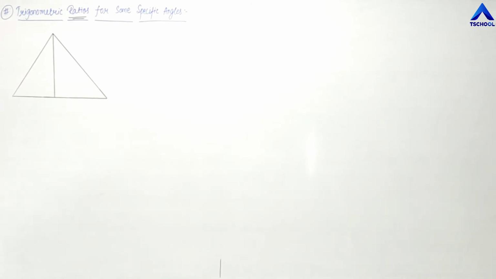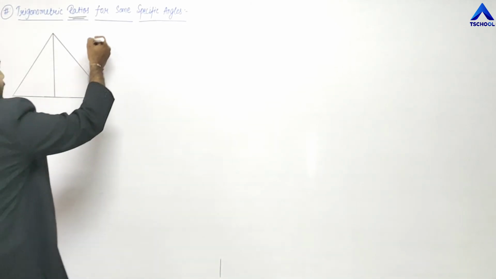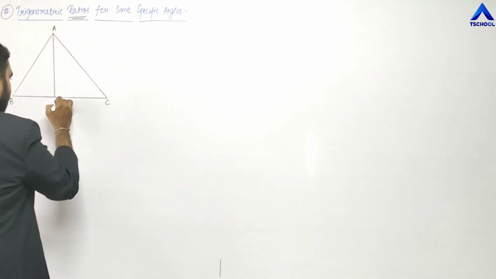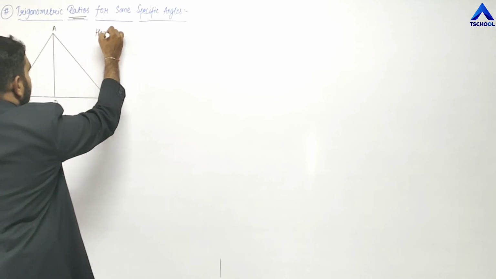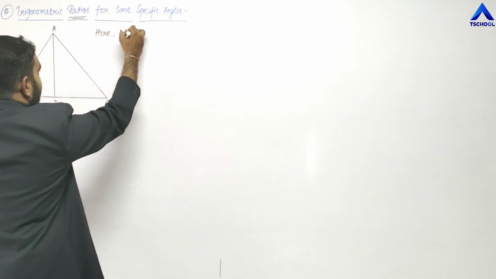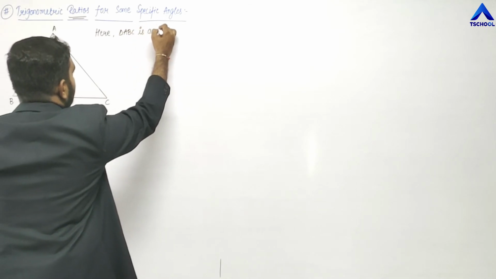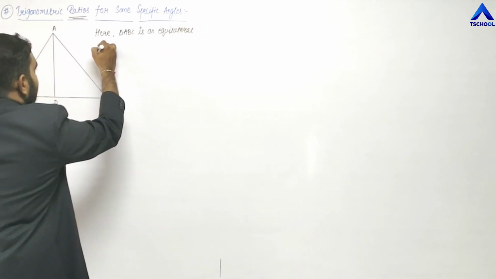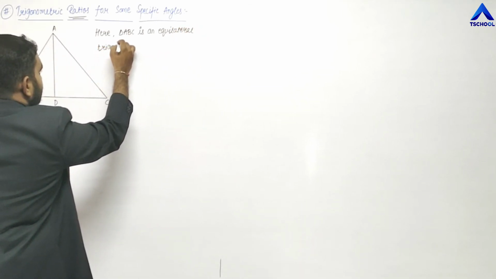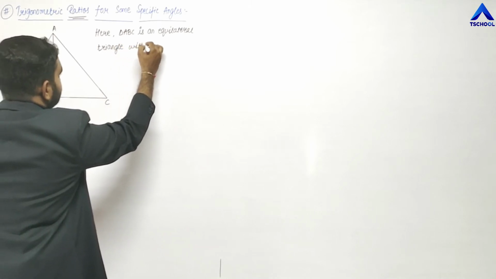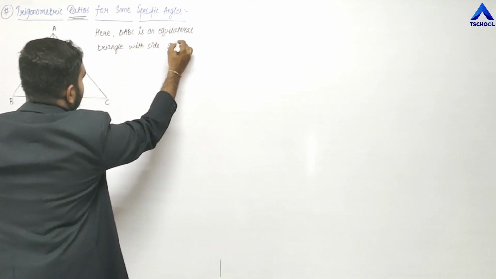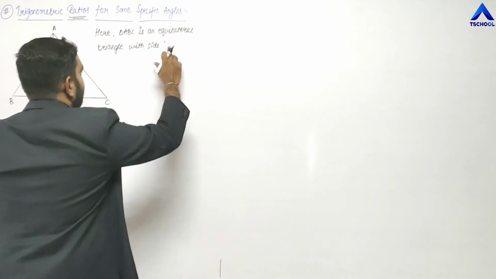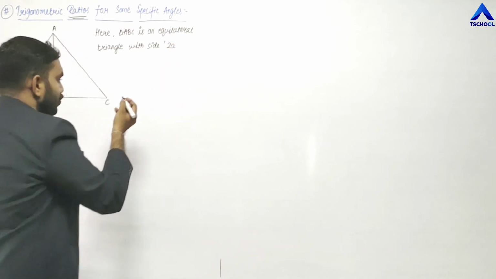So friends, I have drawn a triangle here. Let me name it first of all A, B, C and D. Here, triangle ABC is an equilateral triangle with side 2A. Right? I have taken the side of this equilateral triangle as 2A.